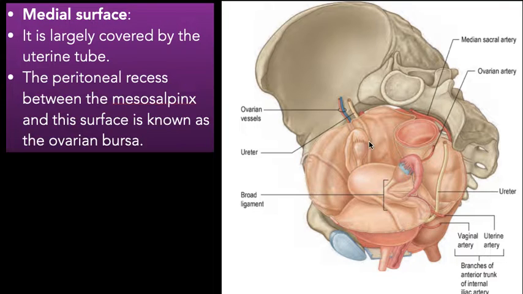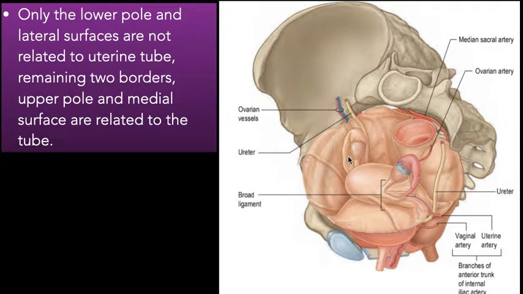The medial surface is largely covered by the uterine tube. The peritoneal recess between the mesosalpinx and this surface is known as the ovarian bursa. The lower pole and the lateral surfaces are not related to the uterine tube, whereas the remaining two borders, the upper pole and the medial surface, are related to the tube.